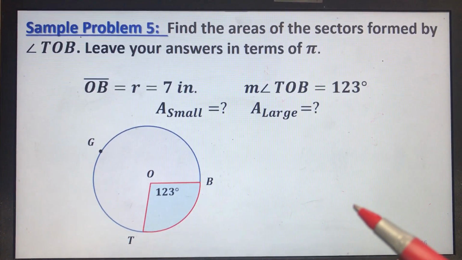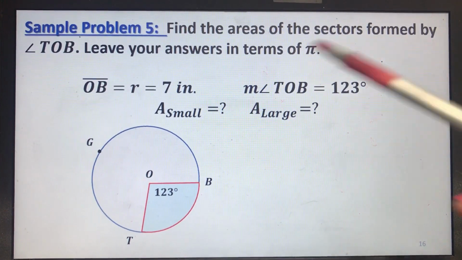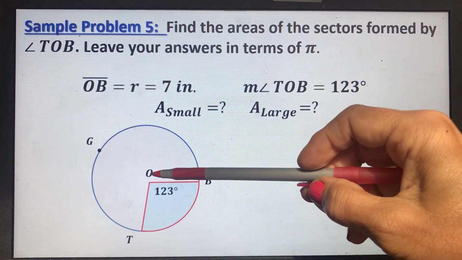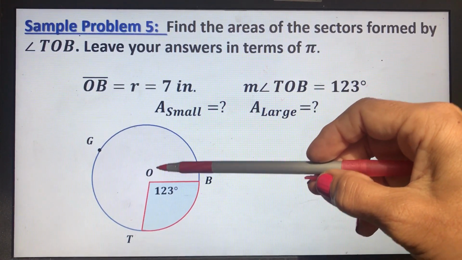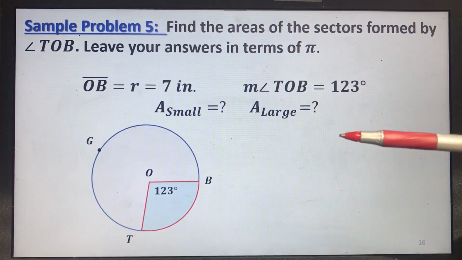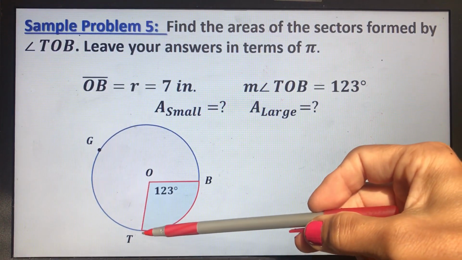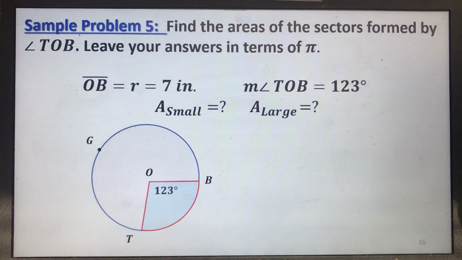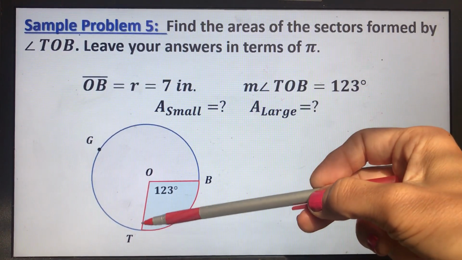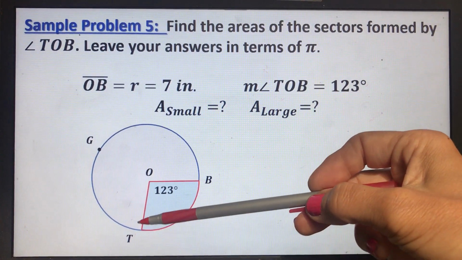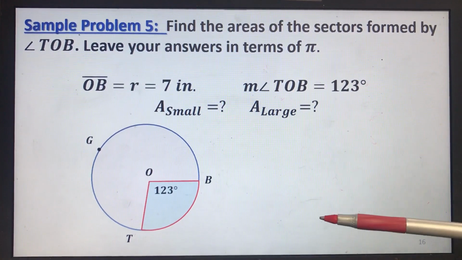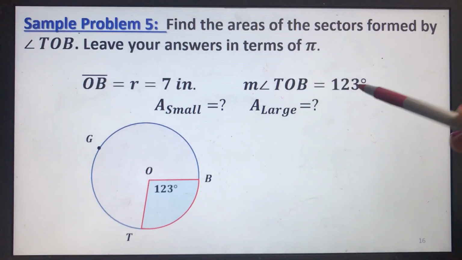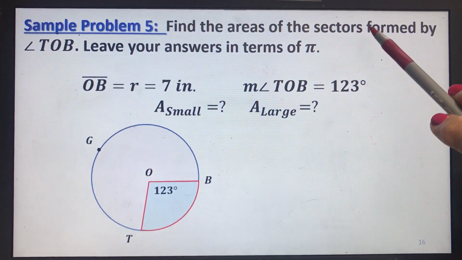It's defined as a central angle. Why? Because its vertex is going to be the center of the circle. And by definition, we also studied that the measure of minor arc TB is going to be equal to the measure of the central angle TOB.